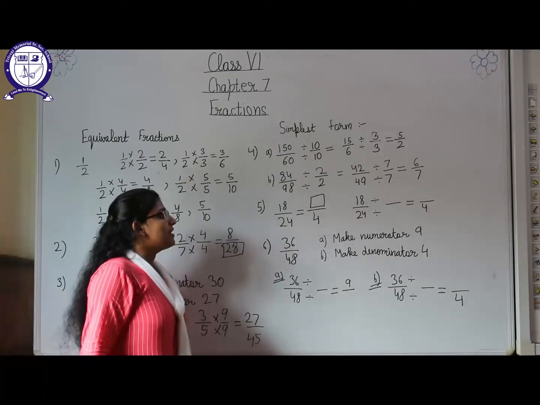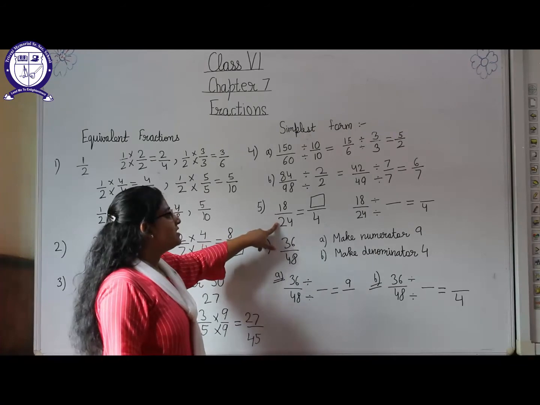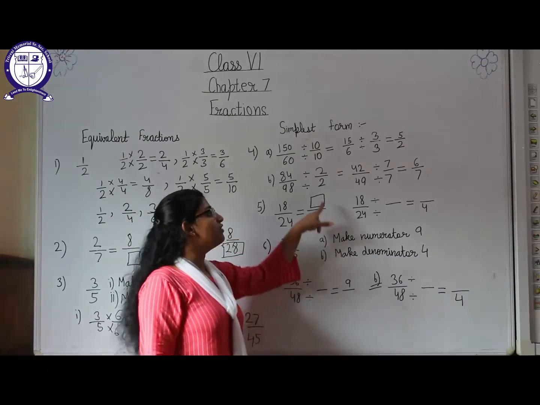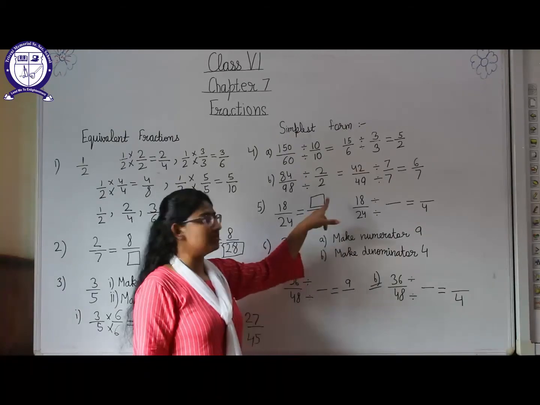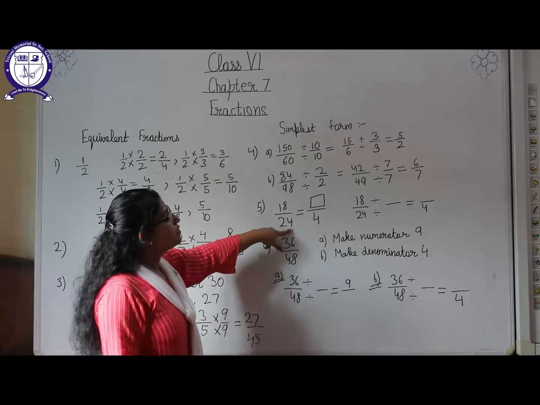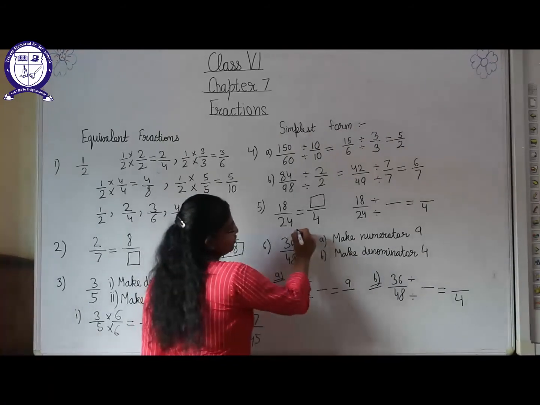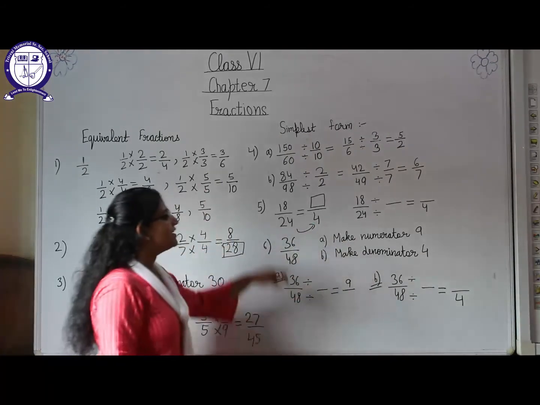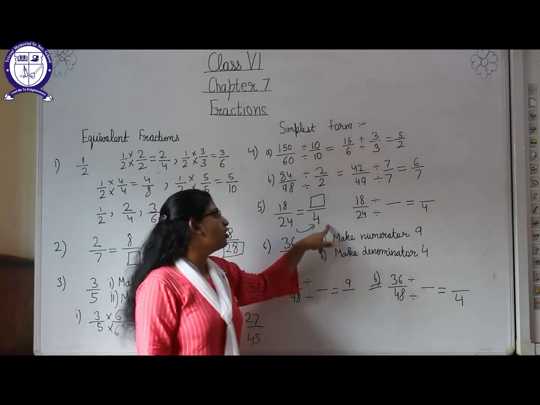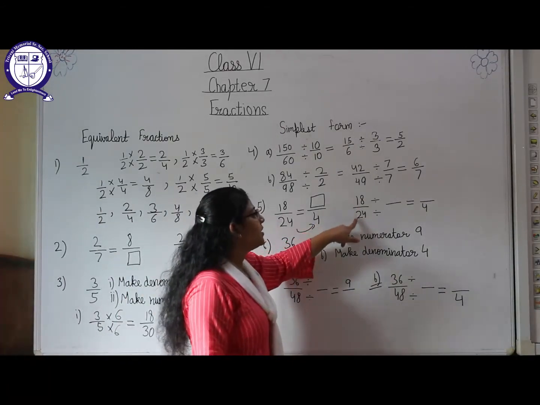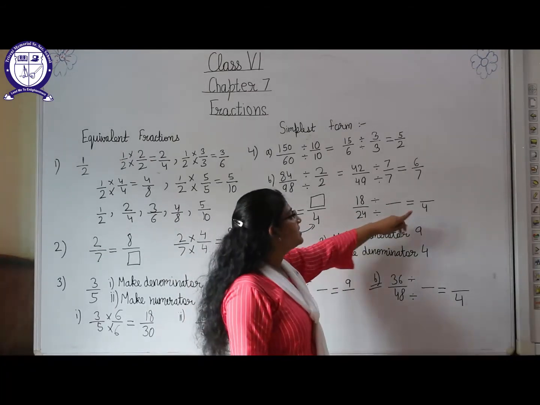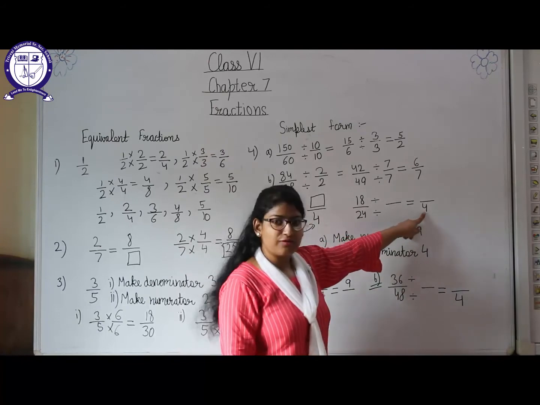Now in the fifth question we are given 18 by 24, and the denominator 4 is given to us and we have to find the value of the numerator here. In this, the value here is bigger and in the answer the value is smaller. It means we have divided this bigger value by something so that we can get the smaller value. So we will divide 18 by 24 with the same number. We will consider that in the denominator we should get 4.